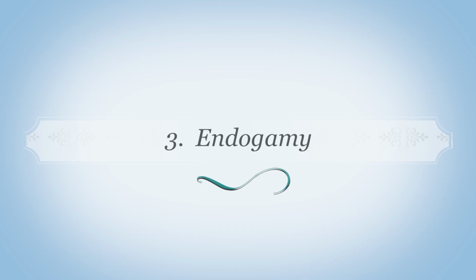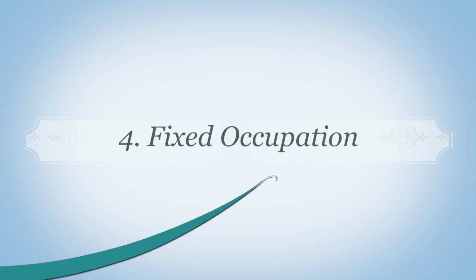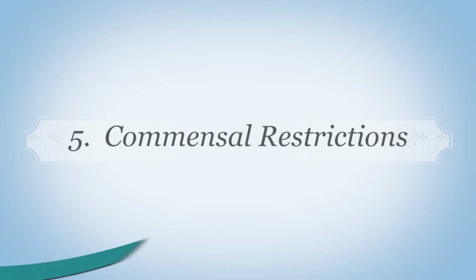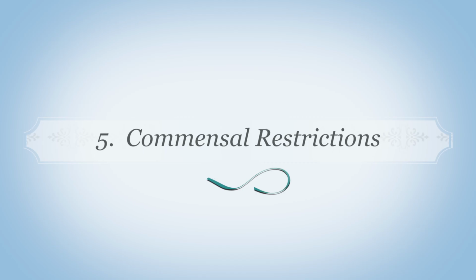Third one, endogamy. The members of a caste have to marry in their own caste and subcaste. Endogamy has been permanently enforced within caste groups. Fourth, fixed occupation. Each caste has a fixed hereditary occupation. Fifth, commensal restrictions.